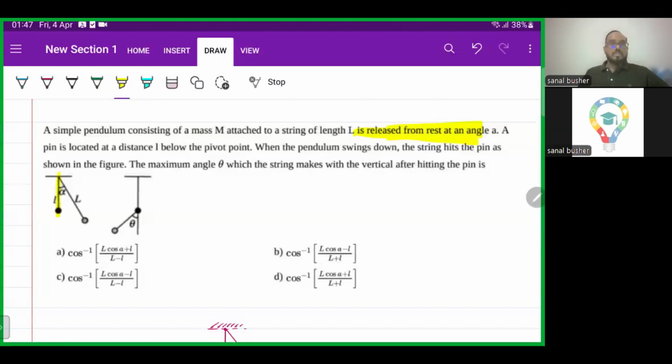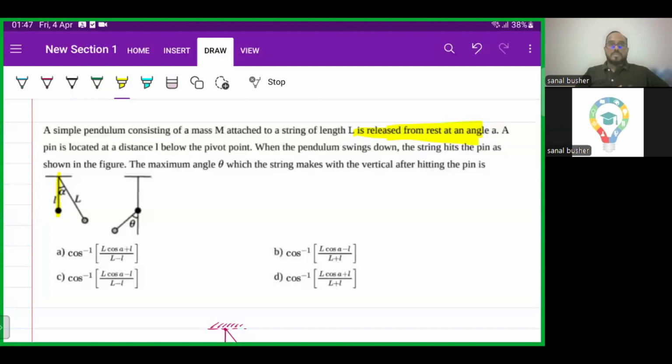So you can see a pin is there. When the pendulum swings down, the string hits the pin as shown in the figure. The maximum angle theta which the string makes with the vertical. Okay, so after that, what is the maximum angle it can swing?